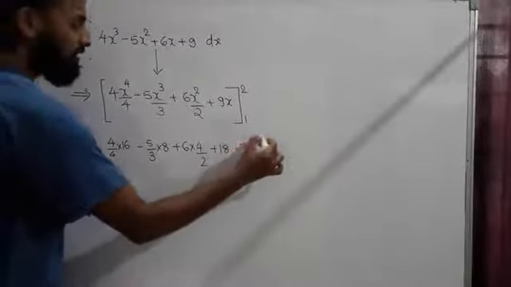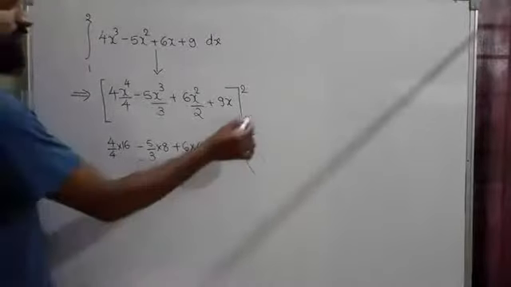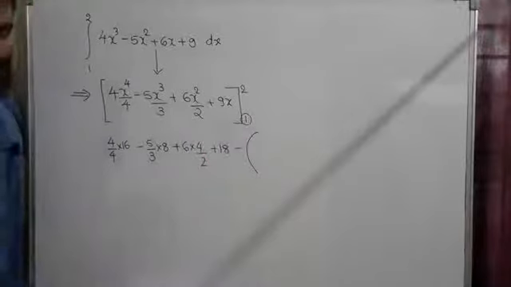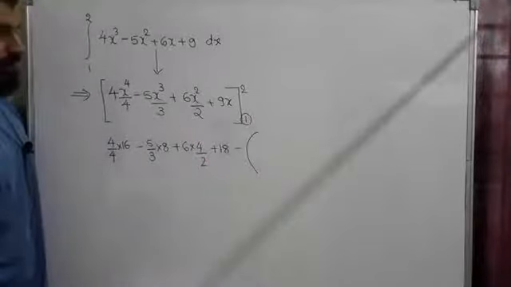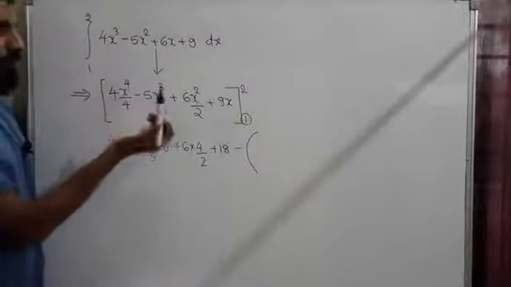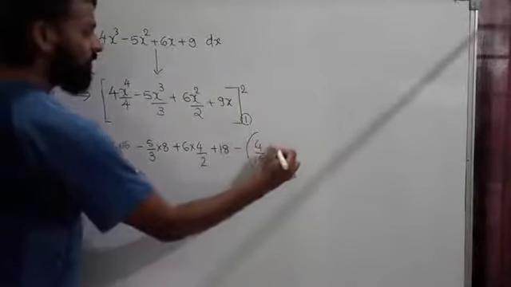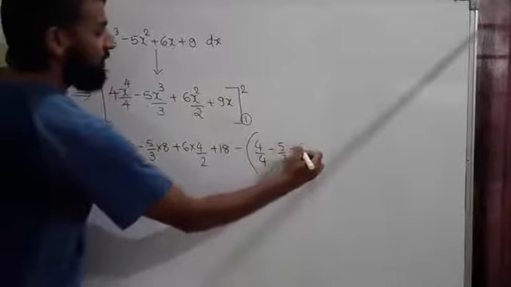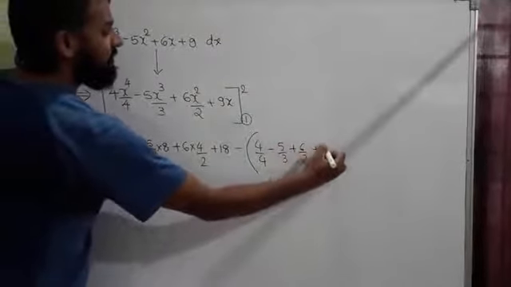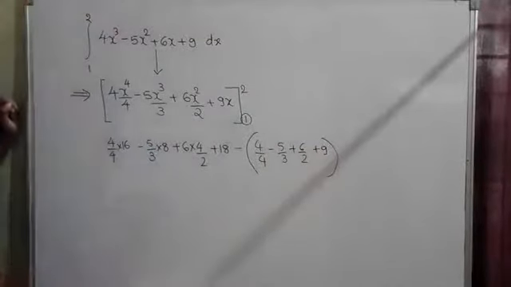Now minus the lower limit. What is the lower limit? 1. Whenever I get 1, it's very easy, isn't it? Because squaring of 1 will always be 1, no? So I'll write the direct answers. That will be 4 by 4 minus 5/3 plus 6/2 plus 9. I have replaced x with 1.